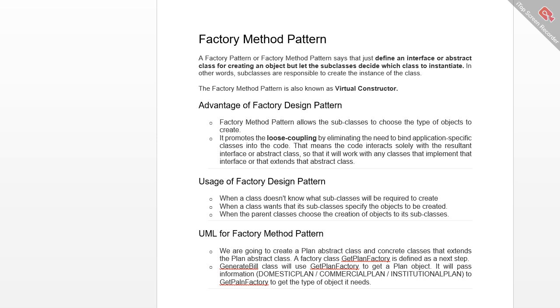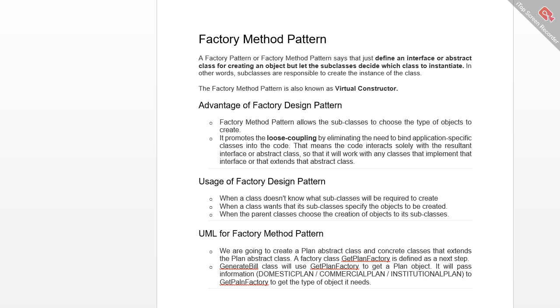A factory pattern or factory method pattern says to just define an interface or abstract class for creating an object, but let the subclasses decide which class to instantiate. In other words, subclasses are responsible for creating the instance of the class. The factory method pattern is also known as a virtual constructor.